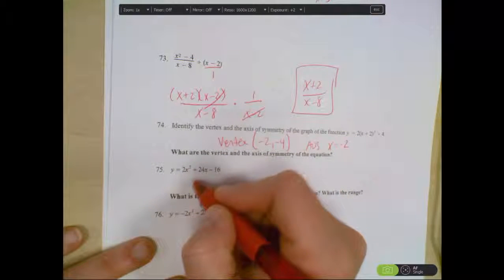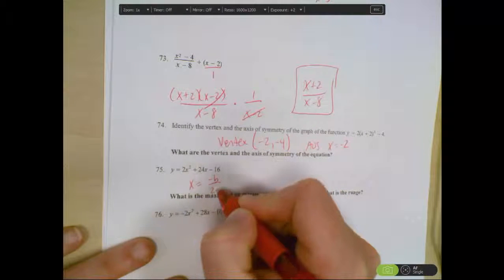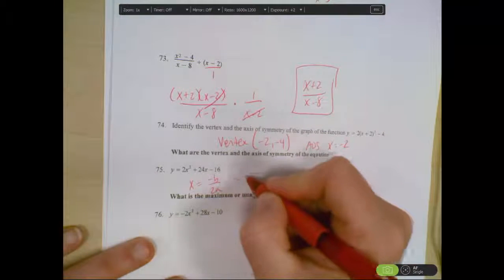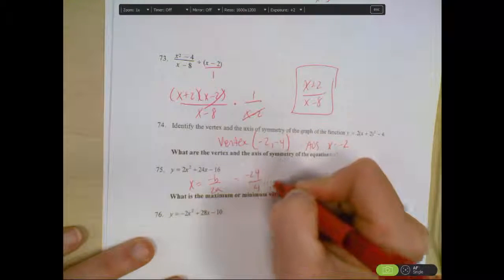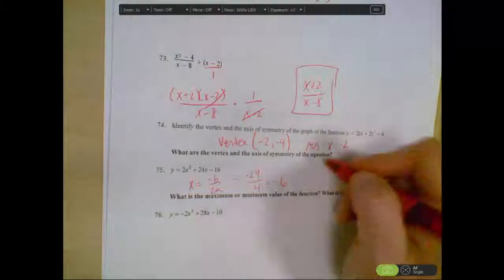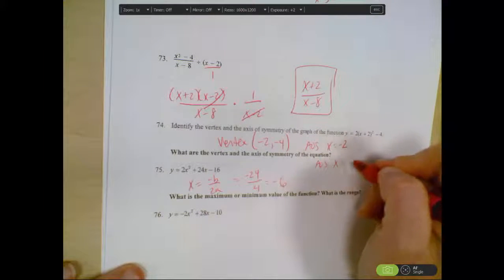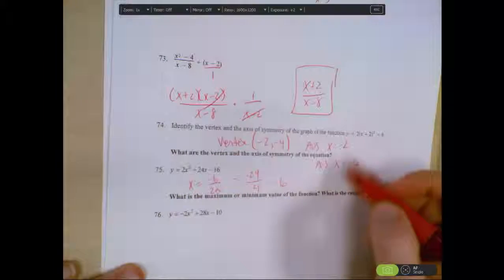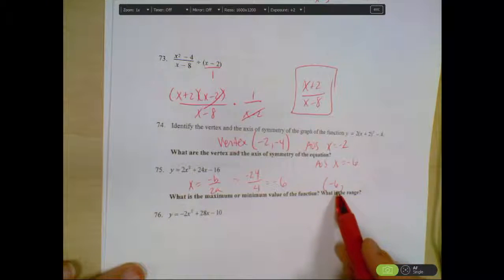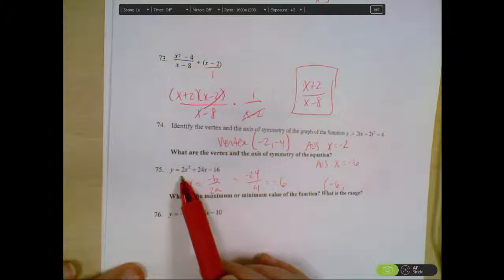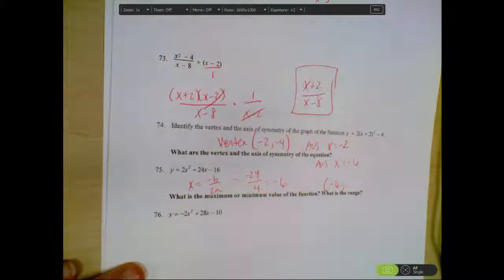Here we're in standard form, so to get the vertex we have to do negative b over 2a, which is negative 24 over 4, which is negative 6. Axis of symmetry, x equals negative 6. To find the vertex, it's going to be negative 6 comma something. I need to put in negative 6 for x. That's a lot of math for me right now. 72 minus 24 times 6. 72 minus 144, minus 16. Negative 88.